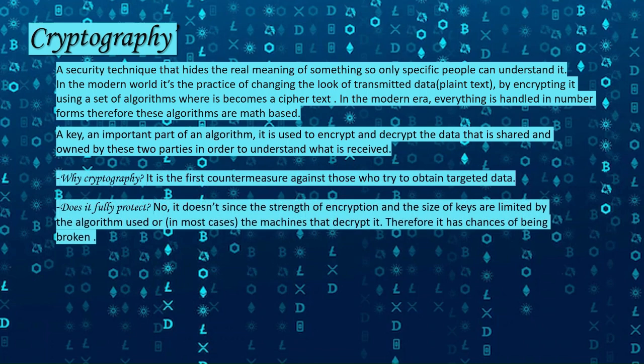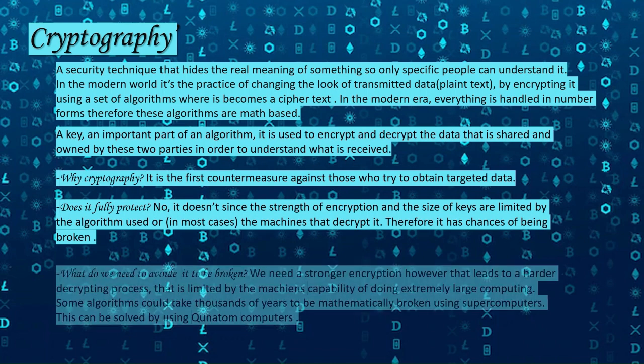So why do we use cryptography? It is the first countermeasure against those who try to obtain targeted data. But does it fully protect? No, it doesn't, since the strength of encryption and the size of the keys are limited by the algorithm used or, in most cases, the machines that decrypt it. Therefore, it has a chance of being broken.